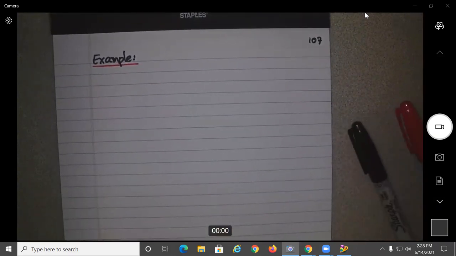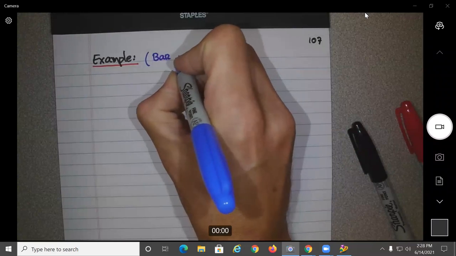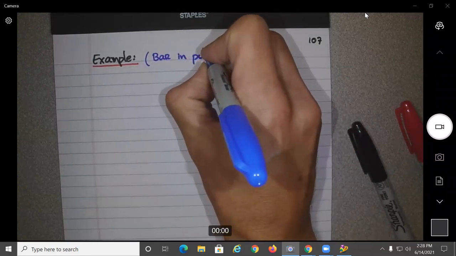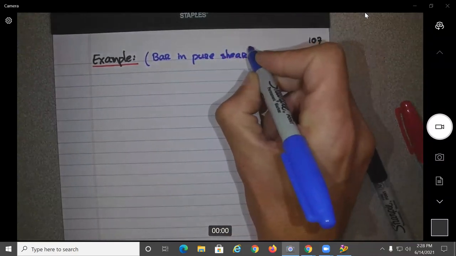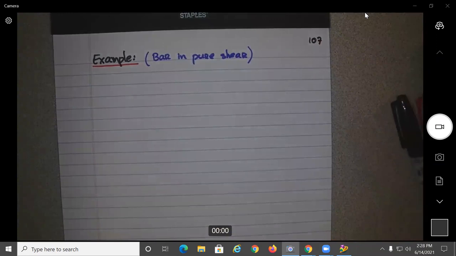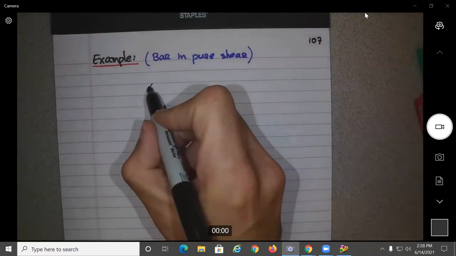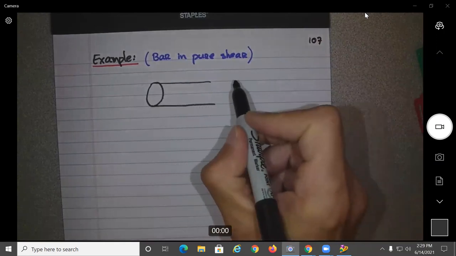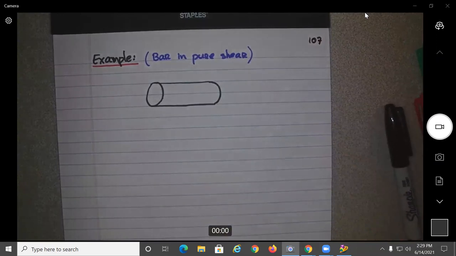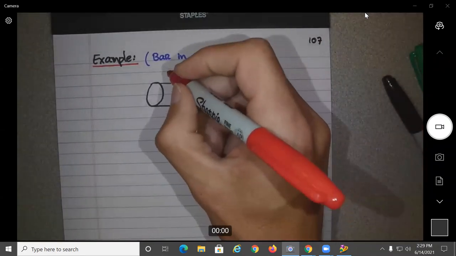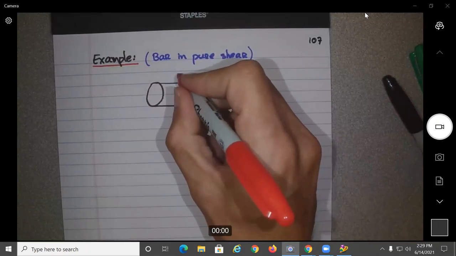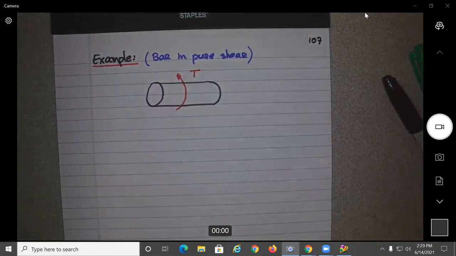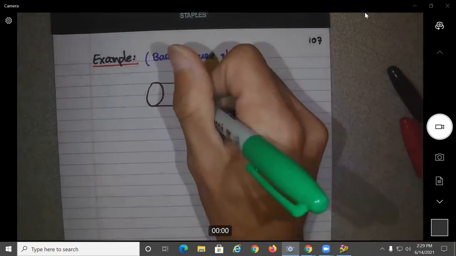So we're going to look at a bar in pure shear. Now you have a bar in pure shear. Let's say we take a bar, and what we do is apply a torque. A torque T. And here we're going to have a small element.